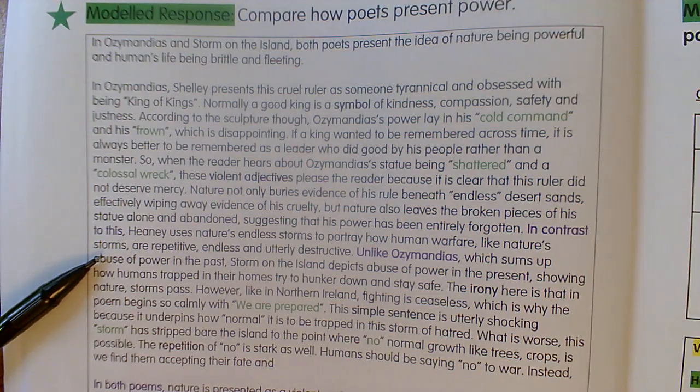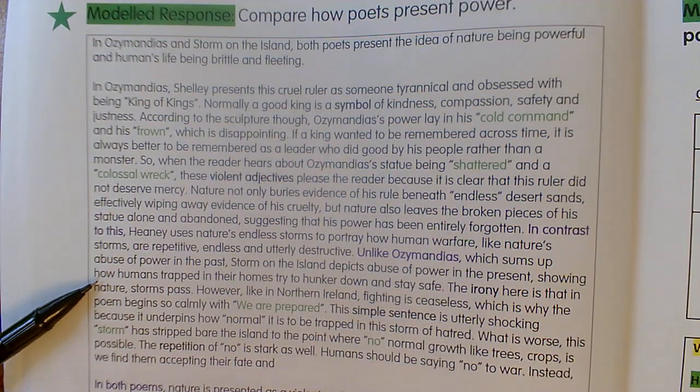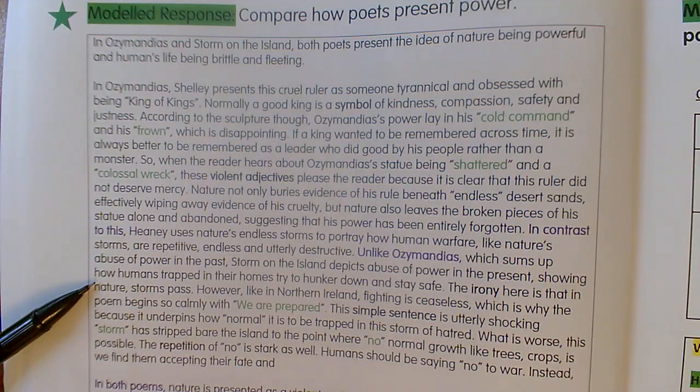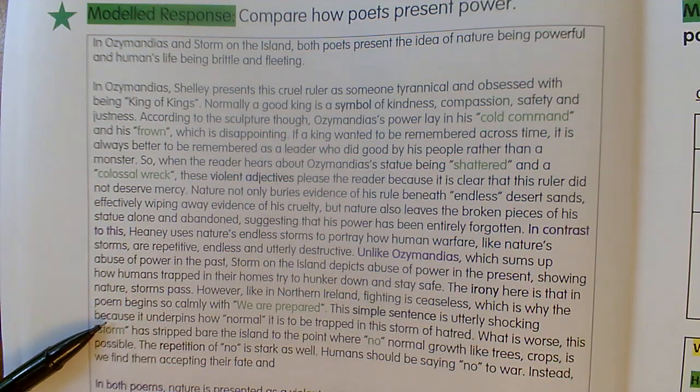Unlike Ozymandias, which sums up abuse of power in the past, Storm on the Island depicts abuse of power in the present, showing how humans trapped in their homes try to hunker down and stay safe. The irony here is that in nature, storms pass. However, like in Northern Ireland, fighting is ceaseless, which is why the poem begins so calmly with "We are prepared." This simple sentence is utterly shocking, because it underpins how normal it is to be trapped in the storm of hatred.